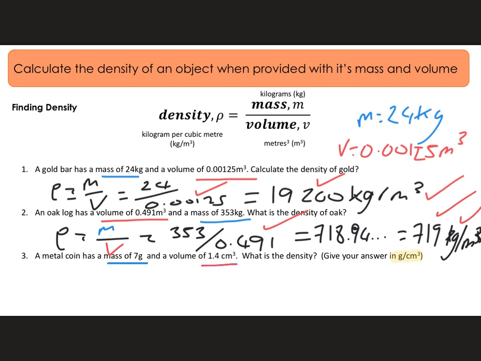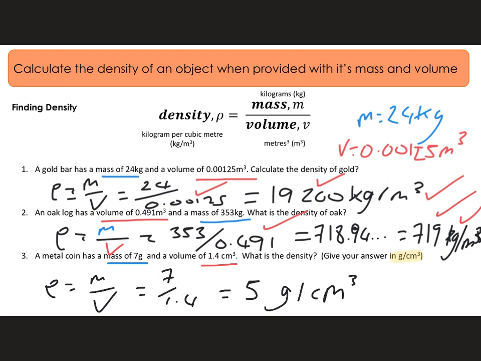Because I want my answer in grams per centimetre cubed, I don't need to do any conversions. So then go through the process of writing out the equation, mass over volume, and then putting my numbers in. So I'm going to have 7 over 1.4. I can put that into my calculator, and I get an answer of 5 there. I then want to give the units, which are grams per centimetre cubed.